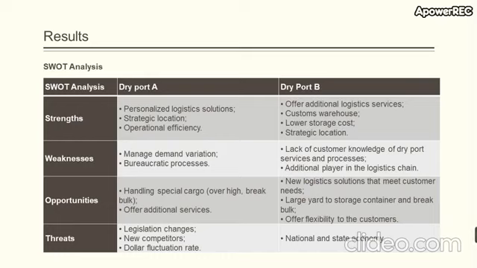About the weaknesses that we identified, that is the managed demand variation and bureaucratic process. So in Brazil there are bureaucratic and manual processes that we need to improve. And another weakness is that by using a dry port as a logistic option, you add another player in the logistic chain, so it can be difficult to manage one more player in the logistic chain.